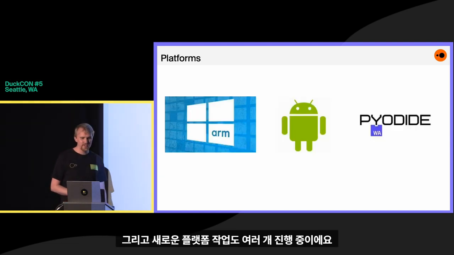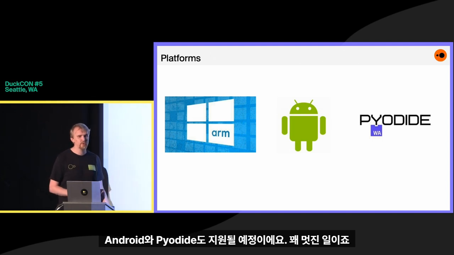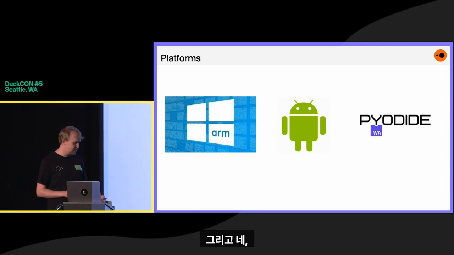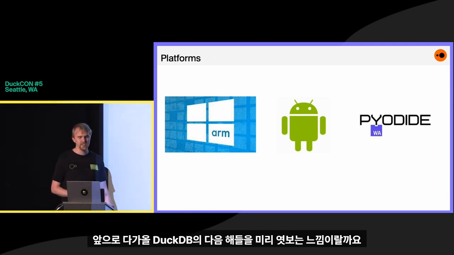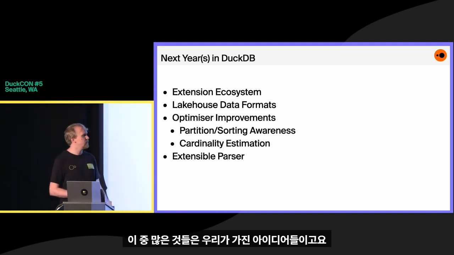We're also working on a bunch of new platforms. So next release we'll have Windows ARM support, Android, and Pyodide, which is quite cool. It allows you to run Python in the browser. And yeah, a bit of a look forward into the next years in DuckDB. A lot of these we're already working on. A lot of these are just ideas we have.